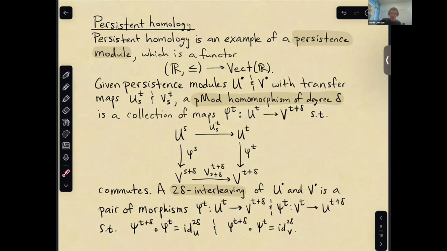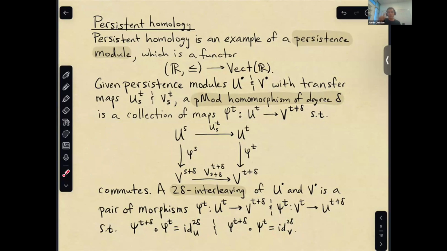And then a 2 delta interleaving of the 2 persistence modules is one where we can write down a pair of morphisms. So we have a persistence module homomorphism of degree delta in each direction, from U to V, as well as from V to U, so that the compositions just look like the identity morphism on each side up to this 2 delta wiggling. I think this is really hard to digest, at least it was for me the first time you see it, in just a purely abstract categorical way.